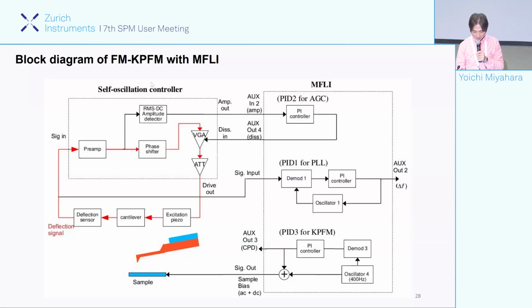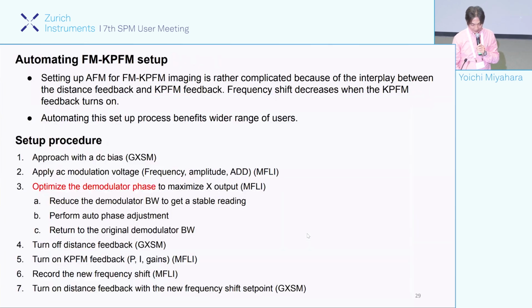We use a self-oscillation controller in this measurement, and we use PID1 for the PLL, PID2 for the AGC, and PID3 for FM-KPFM. So basically, students need to learn how to click all the things properly in the proper order, which is not really trivial. Let me show the procedure the students need to learn. First, we have to learn how to set up the self-oscillation, which is not easy.